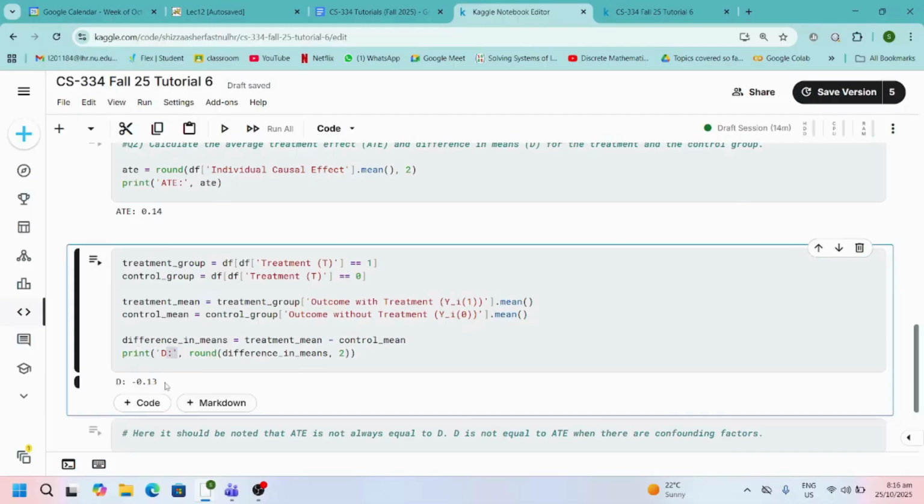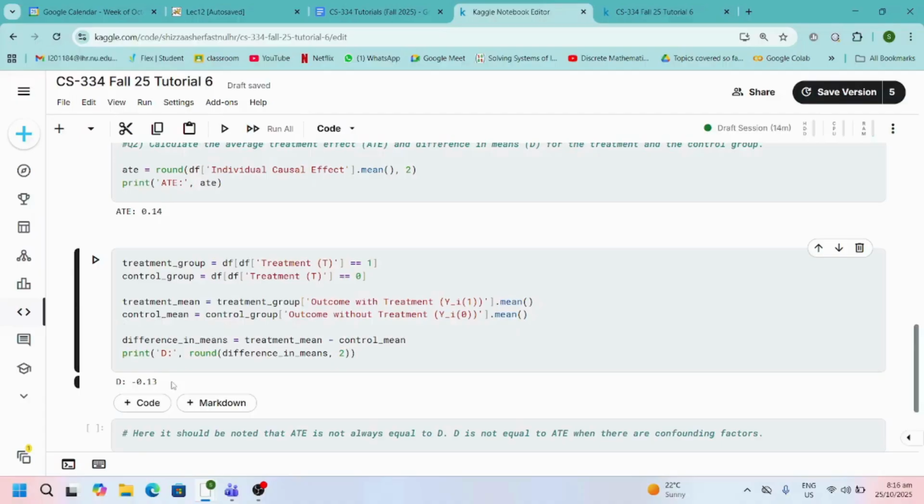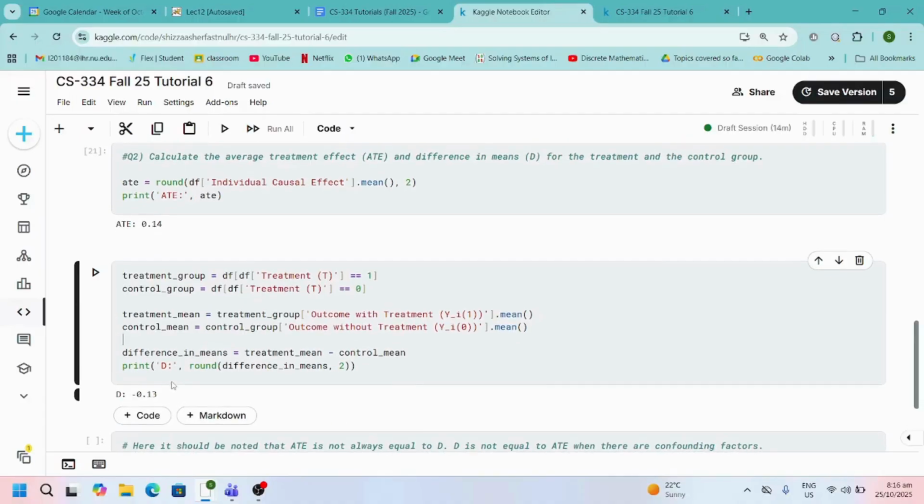But my difference in means is negative 0.13, which kind of tells me that if you give the treatment to an individual, then their outcome is not beneficial for them. It has an adverse effect, which probably is not going to be true because we have our exact value of ATE over here with us as well. So the thing is though, ATE is typically not equal to difference in means. This happens because of confounding variables, a lot of which go unobserved.